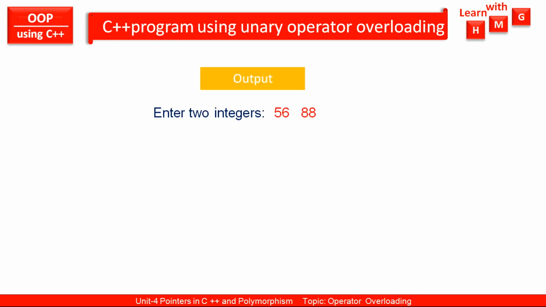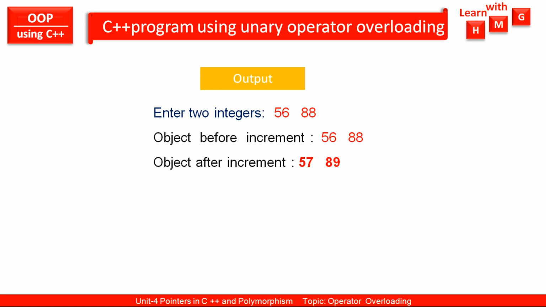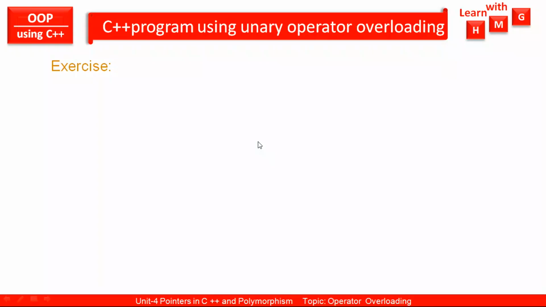integers, let us say 56 88. Before increment, the values are displayed as they are, that is 56 88, where 56 is no1 and 88 is no2, and then the increment operation will be performed, and after increment the values will be displayed as 57 and 89, that is 56 plus 1 and 88 plus 1.